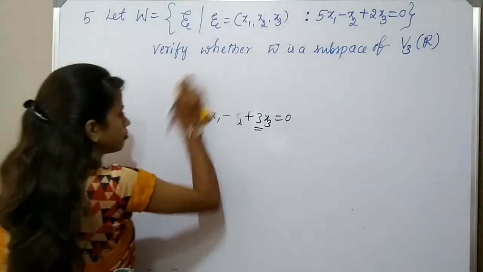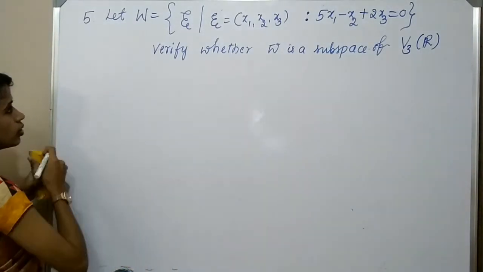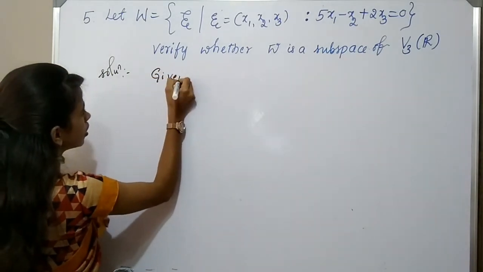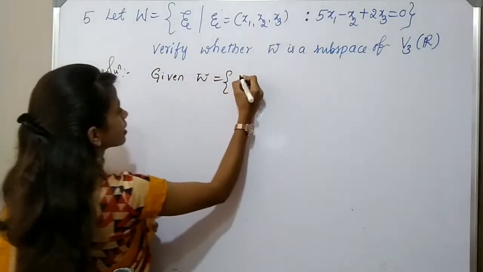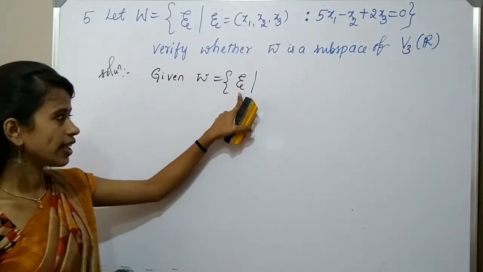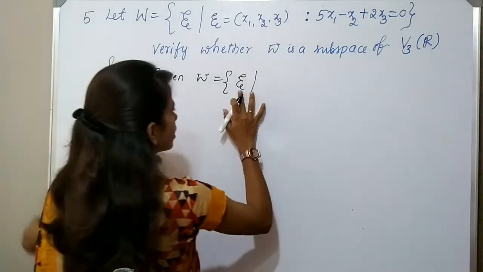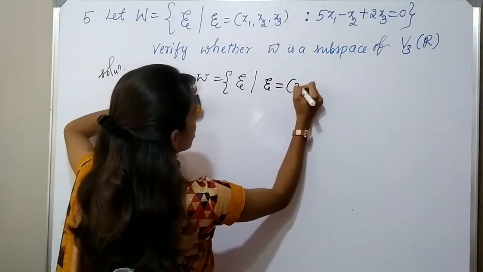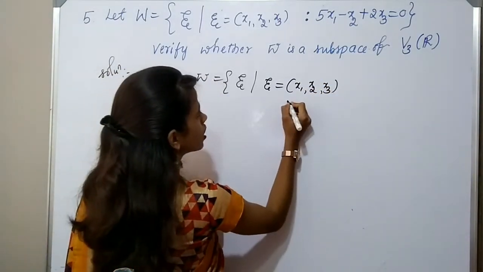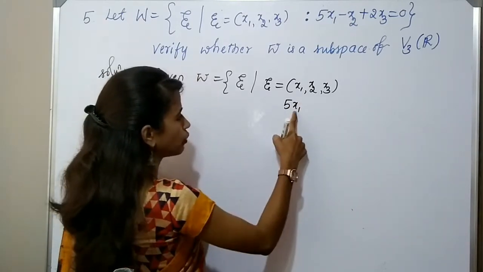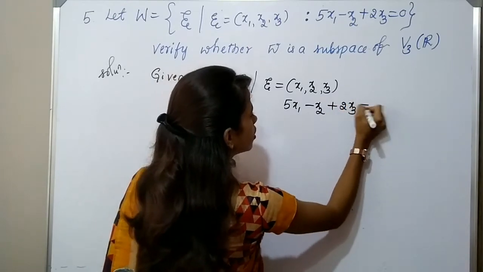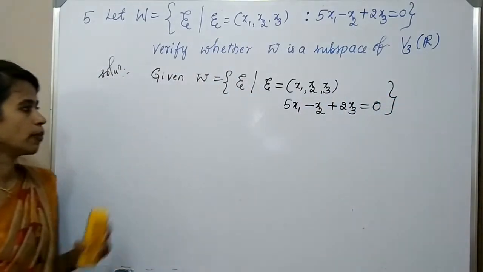Okay. So now, the solution. Given W is equal to, what is the set? The set of all ξ. You can take capital Z, you can take small z. Here ξ, where ξ is an element of W, looks like (x1, x2, x3), that is a triplet. Not only that, also 5x1, 5 times the first coordinate, minus the second coordinate, that is x2, plus 2 times the third coordinate is equal to 0. That is the set W.